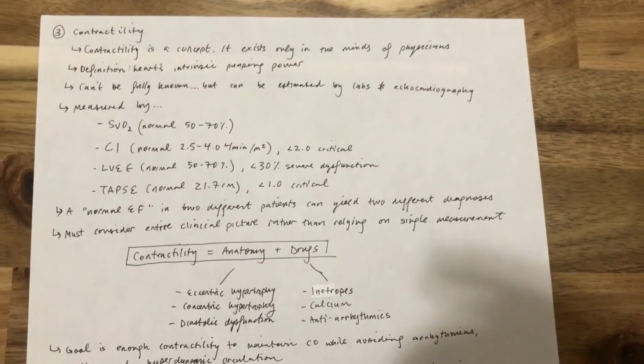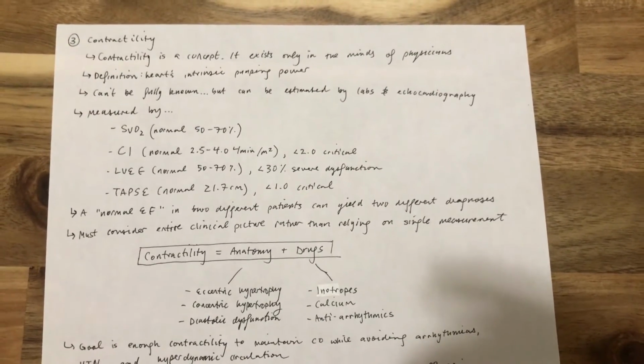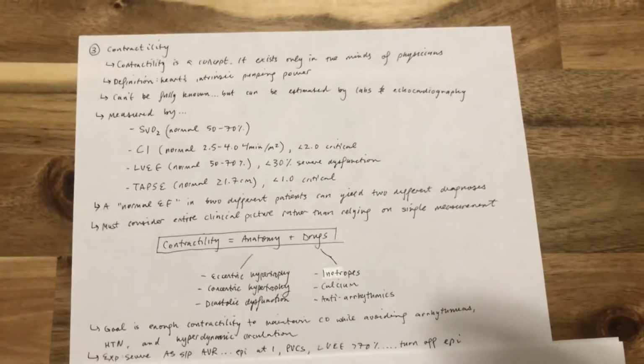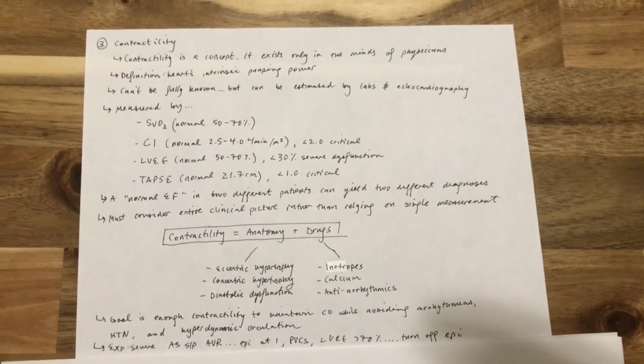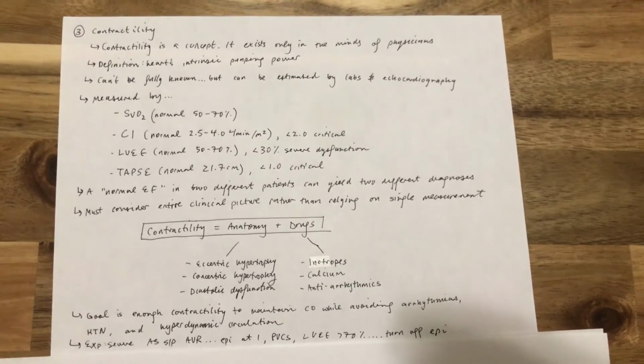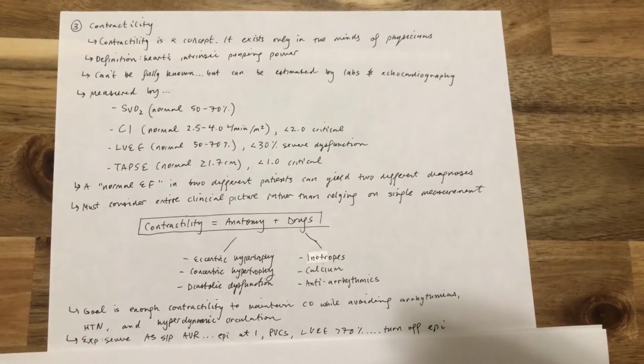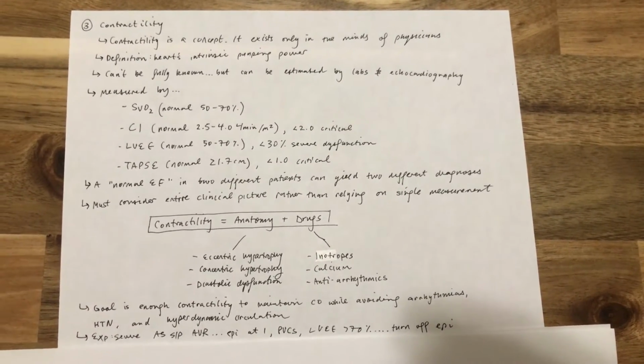We're going to go over more of that in the next talk. Left ventricular ejection fraction is probably the most well-known of the four, and a normal EF is between 50 and 70. Anything less than 30 is considered severe dysfunction.